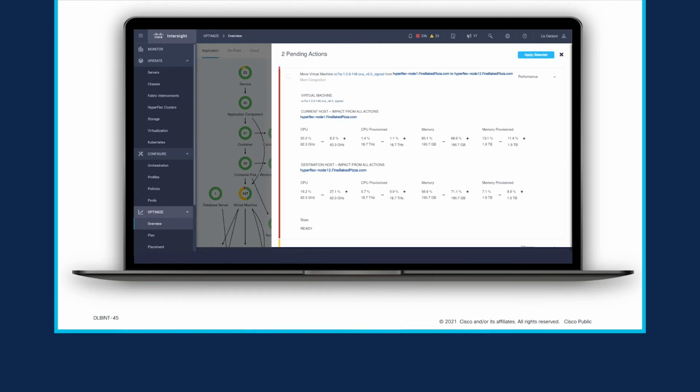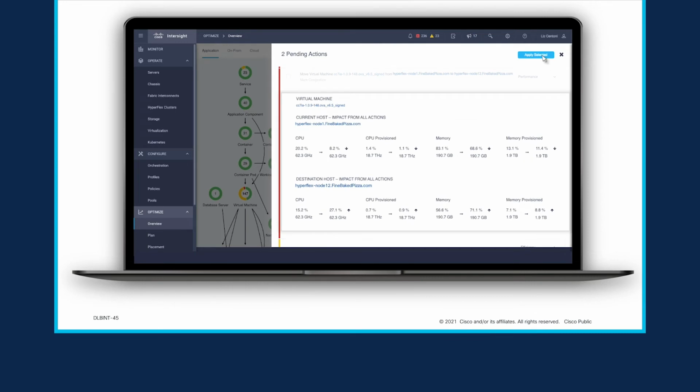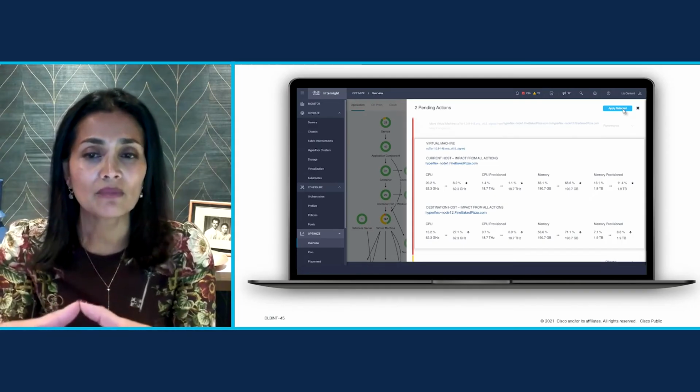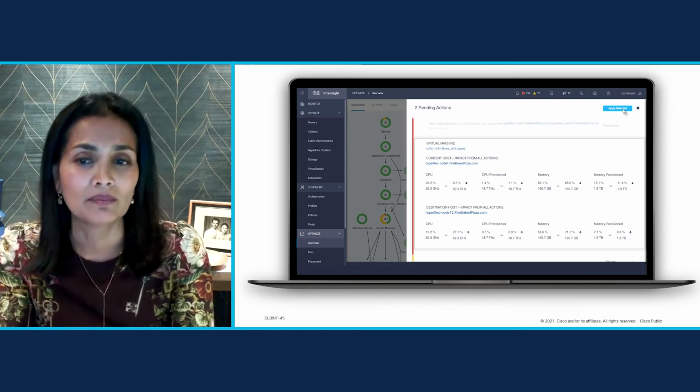And there's a recommendation in terms of moving it from one host, which is HyperFlex node 1, and moving it probably to HyperFlex node 12 on the same cluster. And here, just to pop it up so that you can see it a lot more, before you actually take action, it shows you the before and after, right? So if you look at it before, the reason it's running hot is that HyperFlex node 1 has a fixed memory of about 190.7 GB, and the memory utilization is about 83.1%.